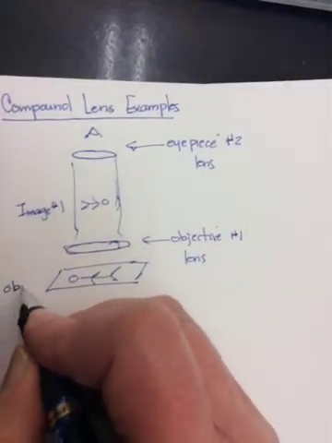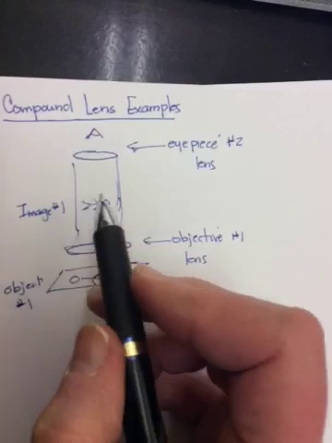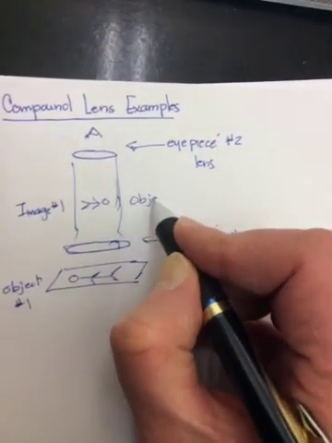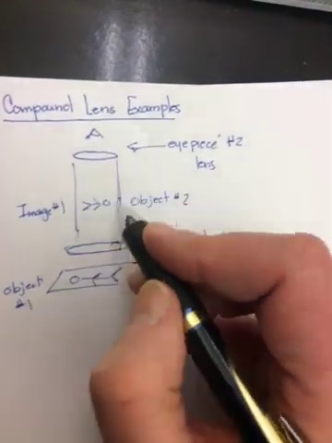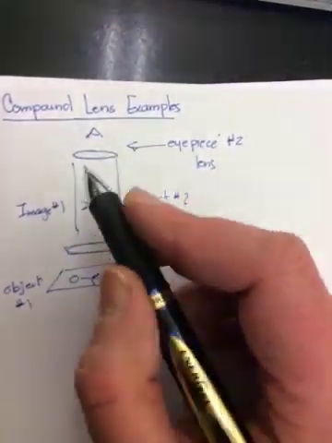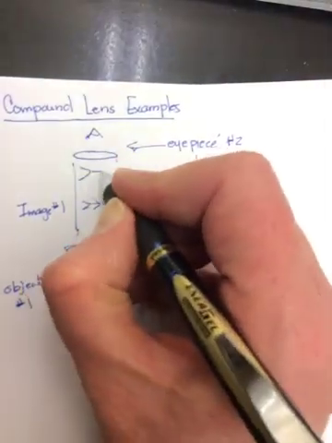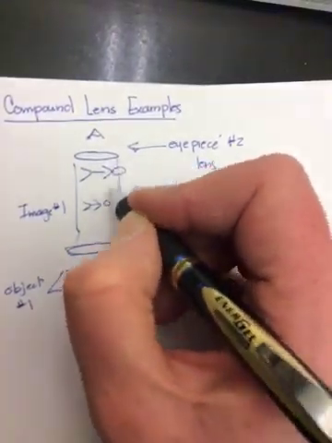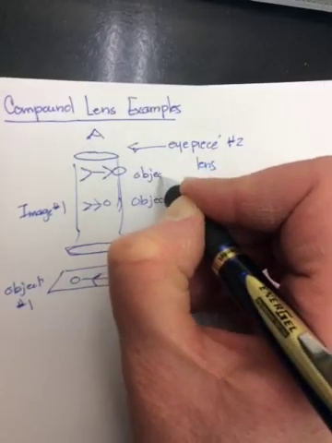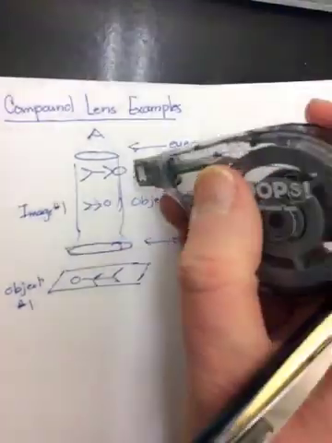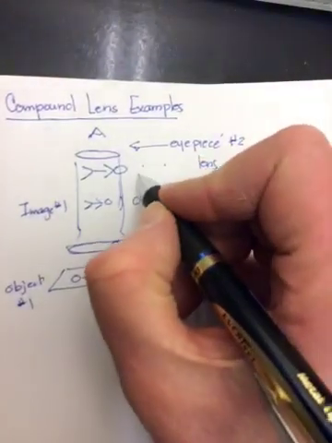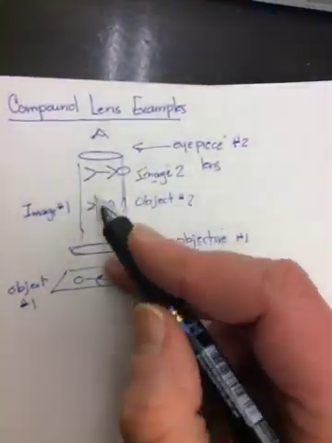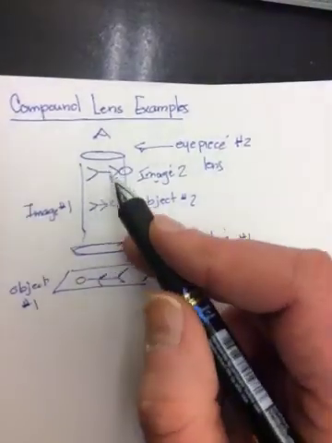So this is object 1, the slide. Then you get your image 1, but image 1 then becomes object 2. So the image of the first lens becomes the object of the second. Now the second lens is going to focus it and create an image, and that image might be up here somewhere. Because it's virtual, how do I know? Because it's right side up compared to its object. Oops, this is not object 2, this is image 2. It's because I was saying the word object. Image 2, okay? So the trick here is that the image of one becomes the object of the other.